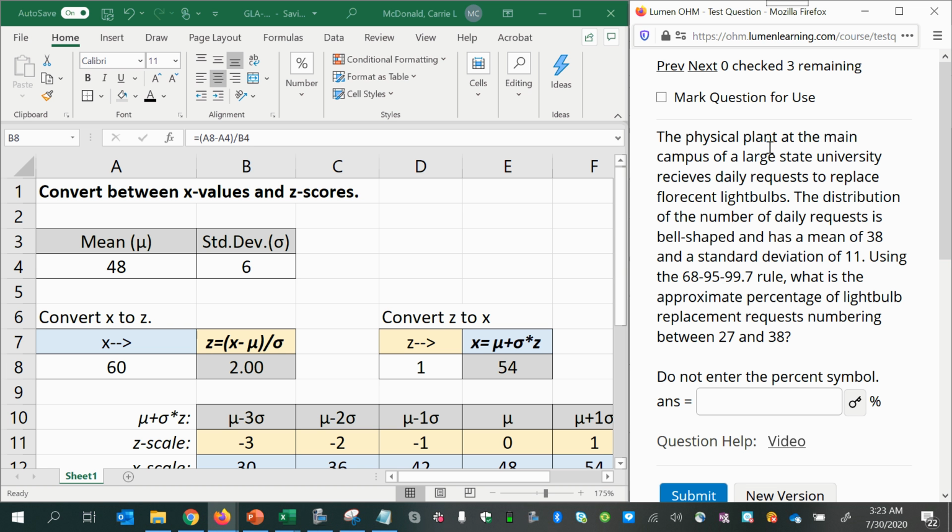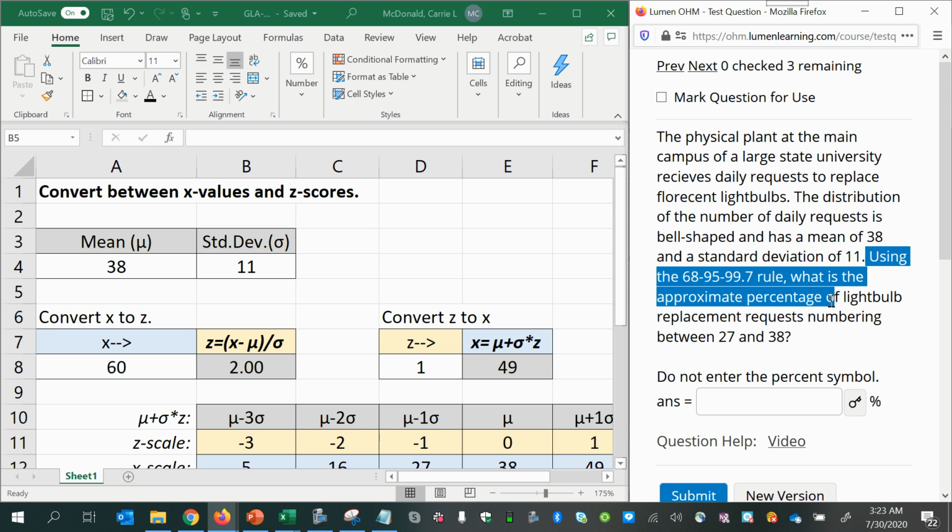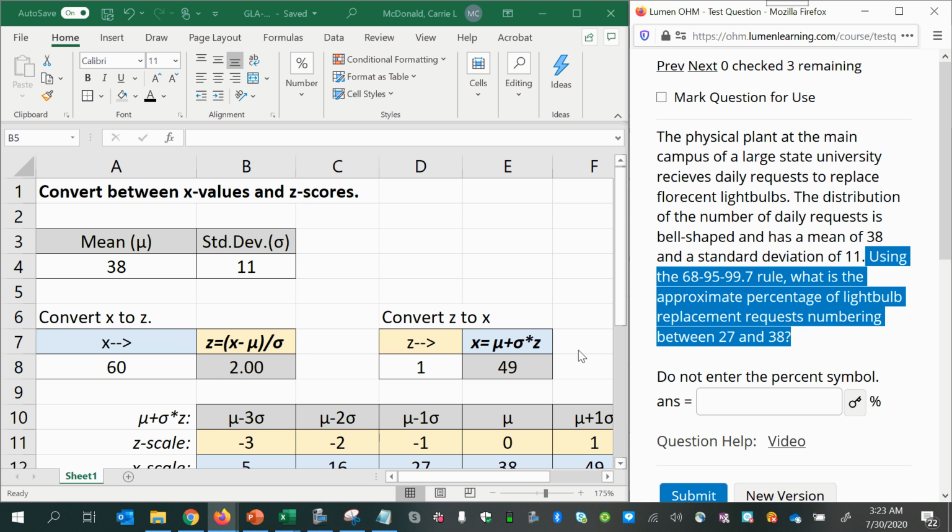Here's another one. A physical plant at the main campus of a large state university receives daily requests to replace fluorescent light bulbs. The distribution of the number of daily requests is bell-shaped and has a mean of 38. Let me write that down. 38 and a standard deviation of 11. Okay, mean of 38, standard deviation of 11, using the empirical rule, the 68, 95, 99.7 rule. What is the approximate percentage of light bulb replacement requests numbering between 27 and 38?